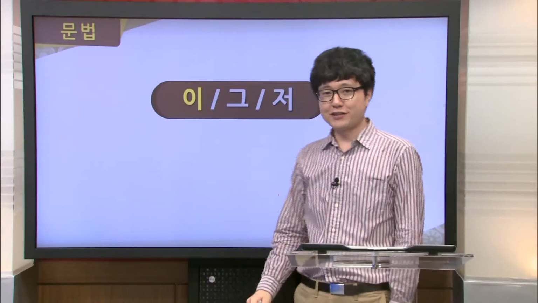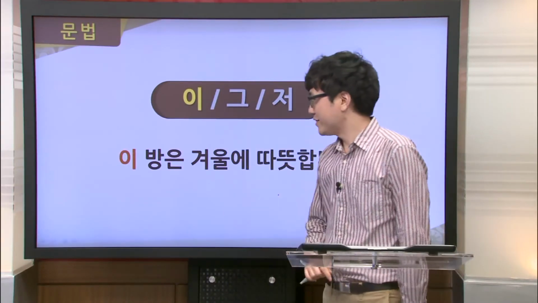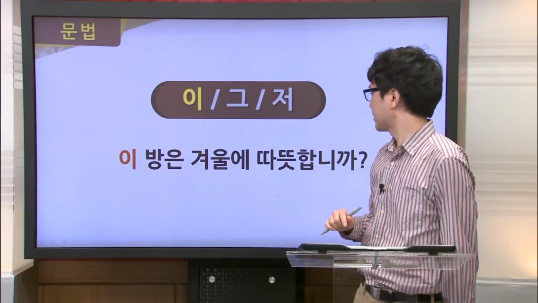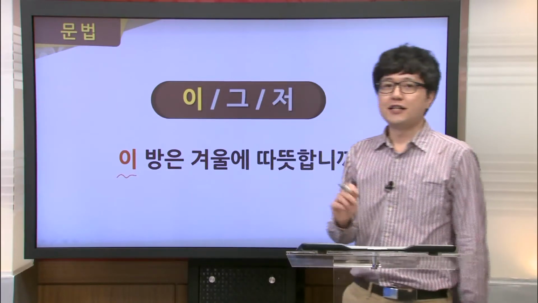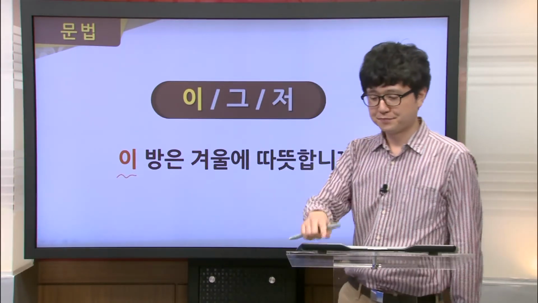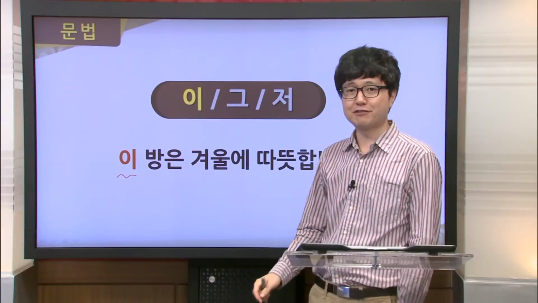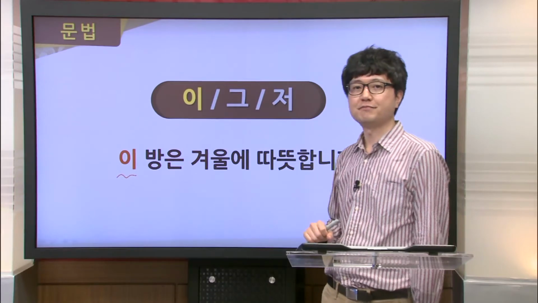Now, if we look at a few examples here, we have 이 방은 겨울에 따뜻합니까? So here, 이 is used to indicate that the room is close to the speaker. Could you please repeat after me? 이 방은 겨울에 따뜻합니까?